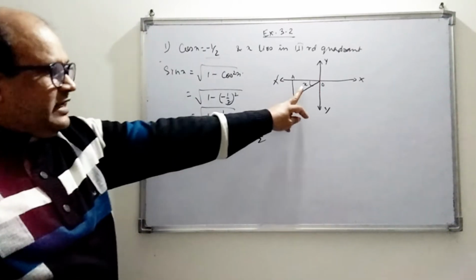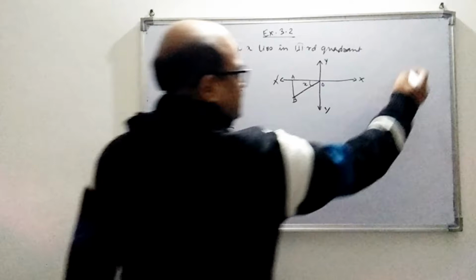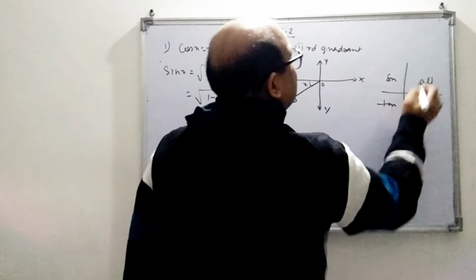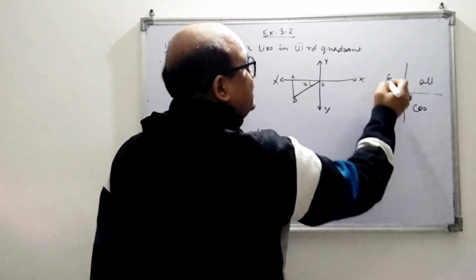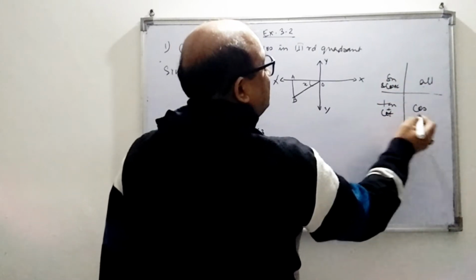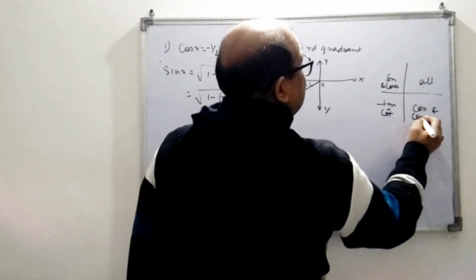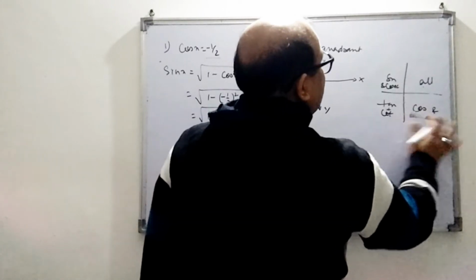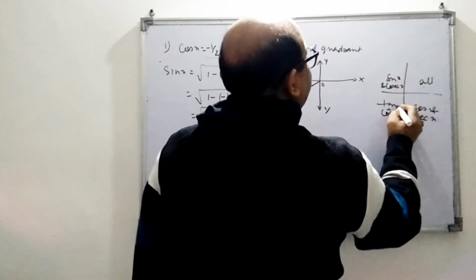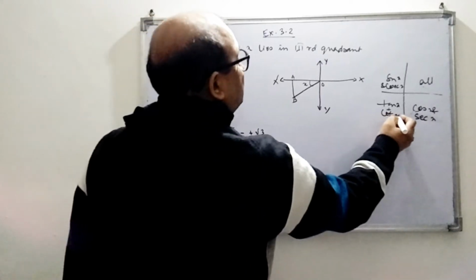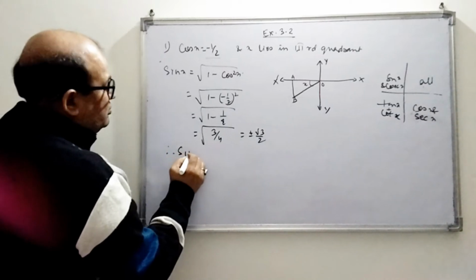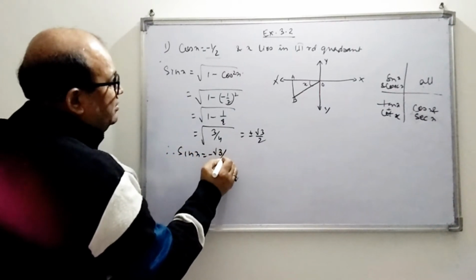Now sin is negative in the third quadrant. We know this: in the first quadrant all trigonometric functions are positive. In the second, sin and cosec are positive, others negative. In the third, tan and cot are positive, others negative. In the fourth, cos and sec are positive, others negative. So here sin x is negative in the third quadrant. Therefore sin x equal to minus root 3 by 2.